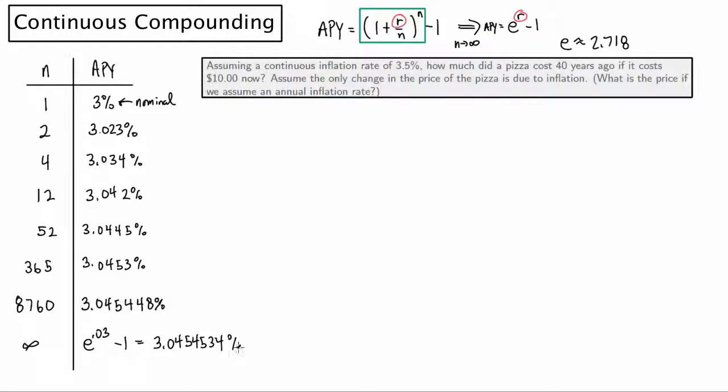3.0454534. And this decimal keeps going, of course, but cutting it off there, we get that much percentage. So we don't have any change between hourly and all the time, except out to the, it looks like the fifth decimal place. So the fifth decimal place is the first place where we get any sort of difference between compounding hourly versus compounding continuously. So the question is, is it practical to compound continuously?